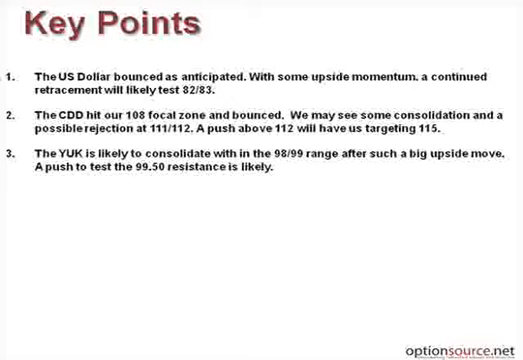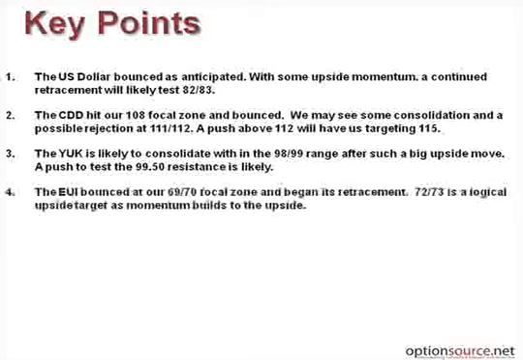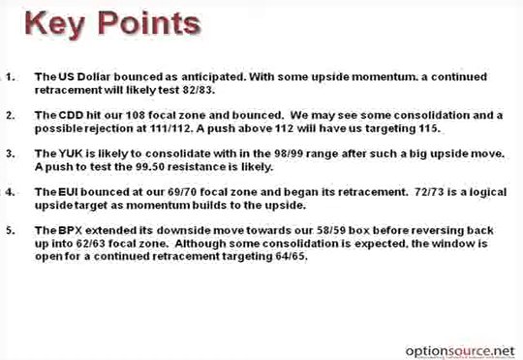The YUK is likely to consolidate within the 98-99 range after such a big upside move. Now, a push to test that 99.5 resistance is likely. The EUI bounced at our 69-70 focal zone and began its retracement. 72-73 is a logical upside target as momentum builds to the upside. The BPX extended its downside move towards our 58-59 box before reversing back up into that 62-63 focal zone. Although some consolidation is expected, the window is now open for a continued retracement targeting 64-65.